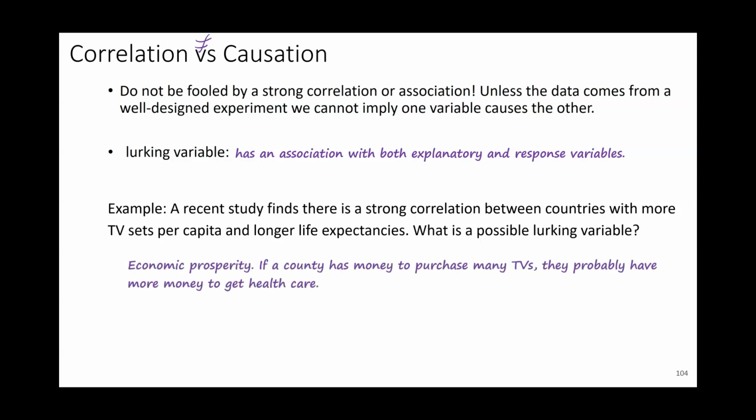I would argue economic prosperity. So in general, if a country has more money, more people tend to have more TV sets, and they're more likely, not guaranteed, but they're more likely to have access to health care if they have a better economic prosperity in that country. So economic prosperity can affect how many TVs per capita there are in a country, and it can affect longevity just because people can get access to health care.